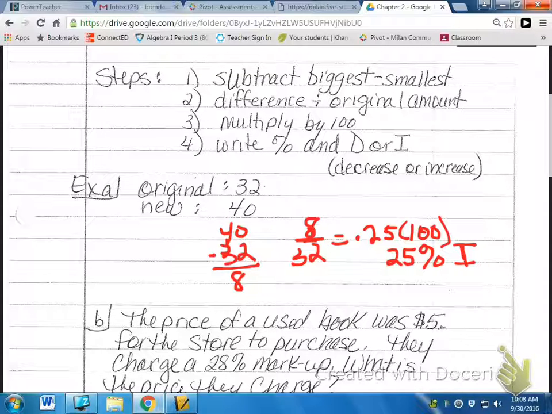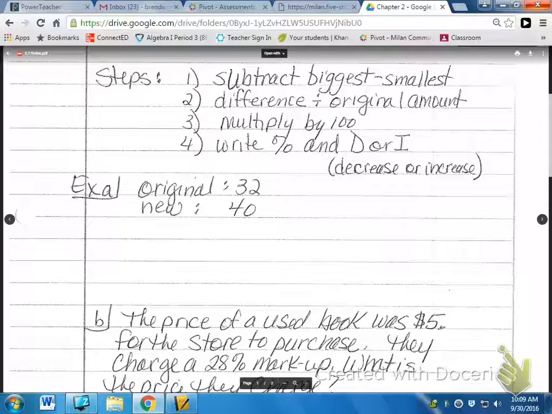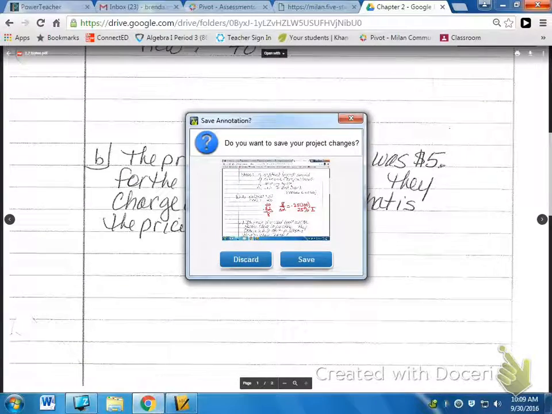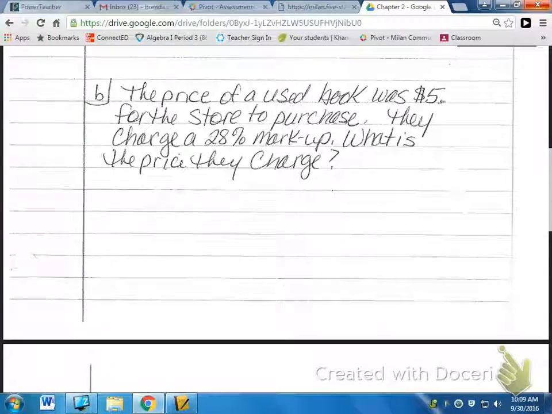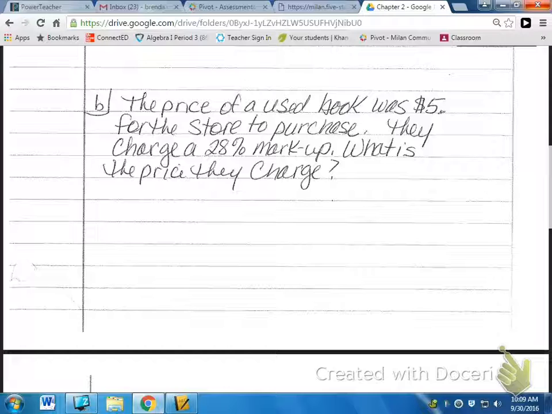Questions about that? Okay, we're going to talk about markups here. Example B, the price of a used book was $5 for the store to purchase. They charged a 28% markup. What is the price they now charge? Okay, I'm going to show you two methods on this. So method one.